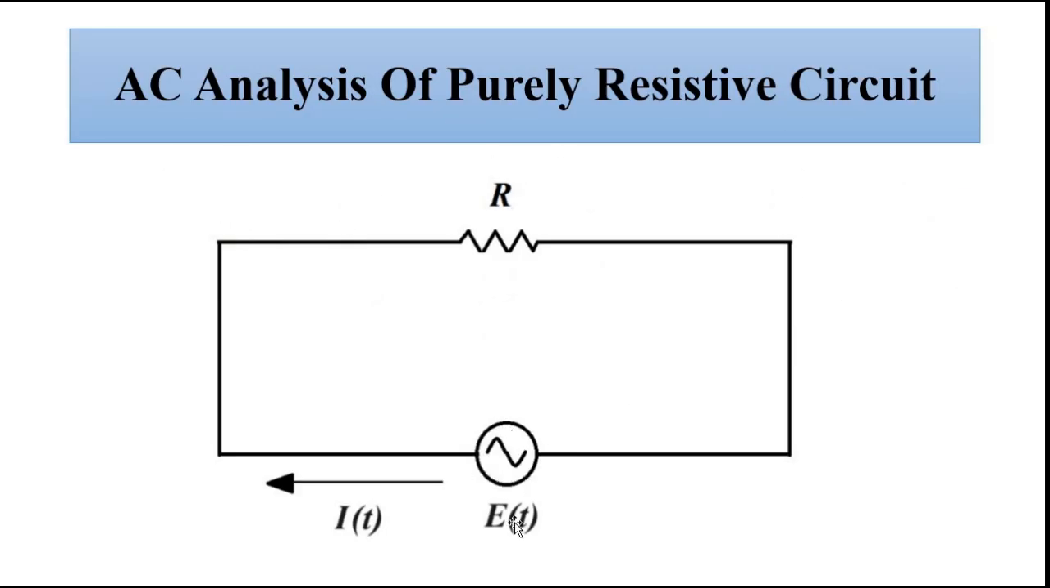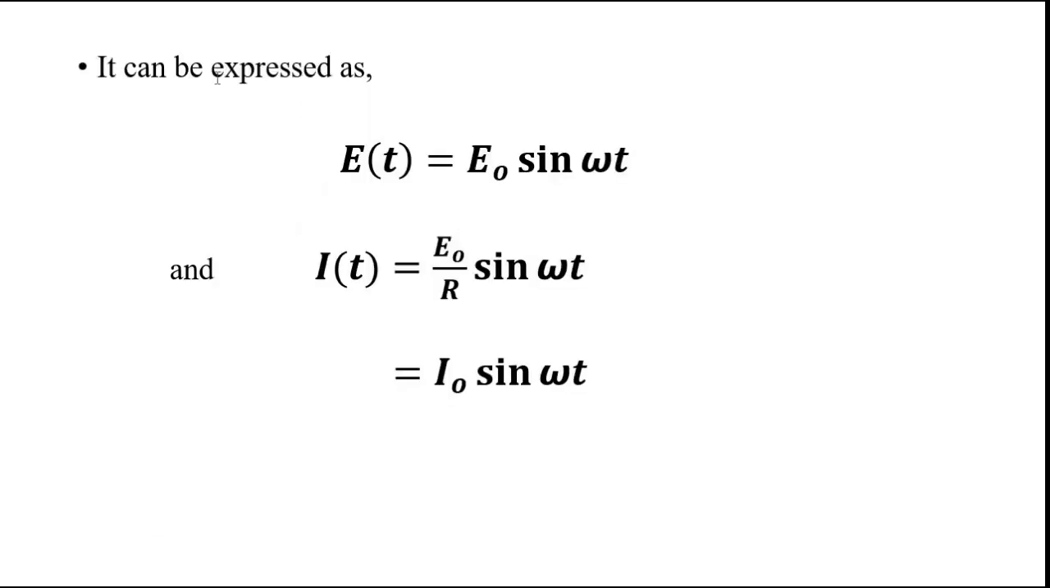Then the AC analysis of a purely resistive circuit. Let us say we have a time varying EMF or voltage connected to a resistor, with no other circuit element, no capacitor, no inductor, only resistor. That produces a time varying current I(t). Here the EMF or voltage is expressed as E0 sine omega t. The time varying current will be E0 sine omega t by R.